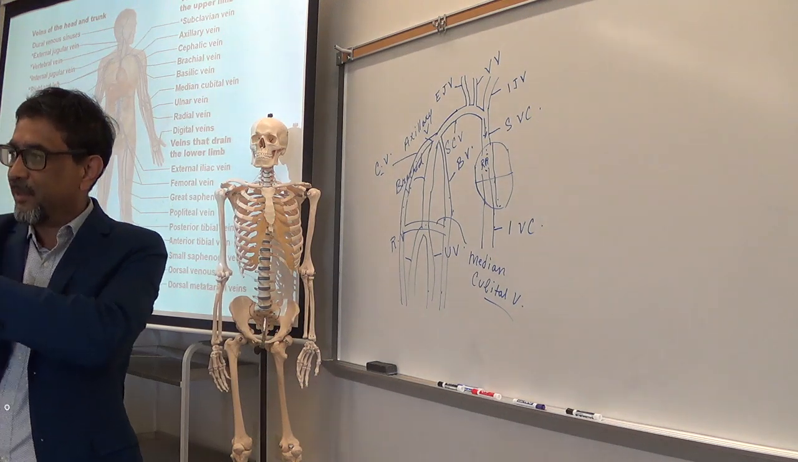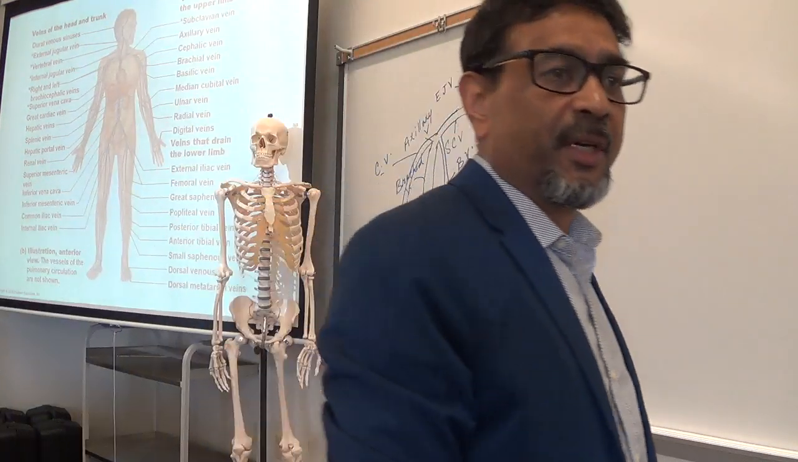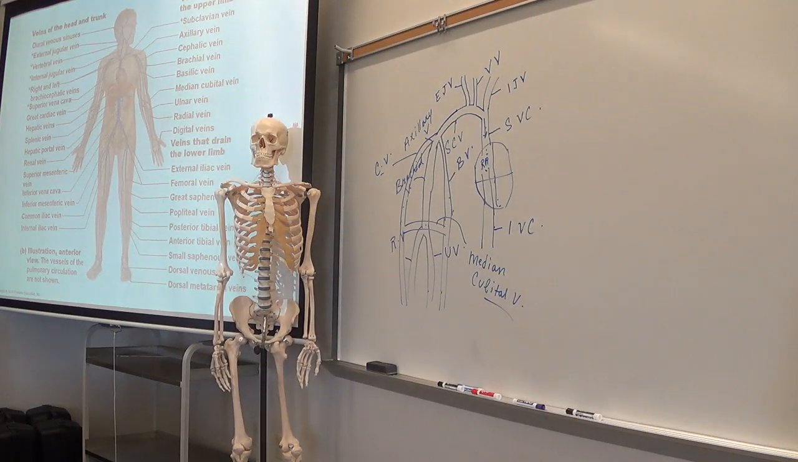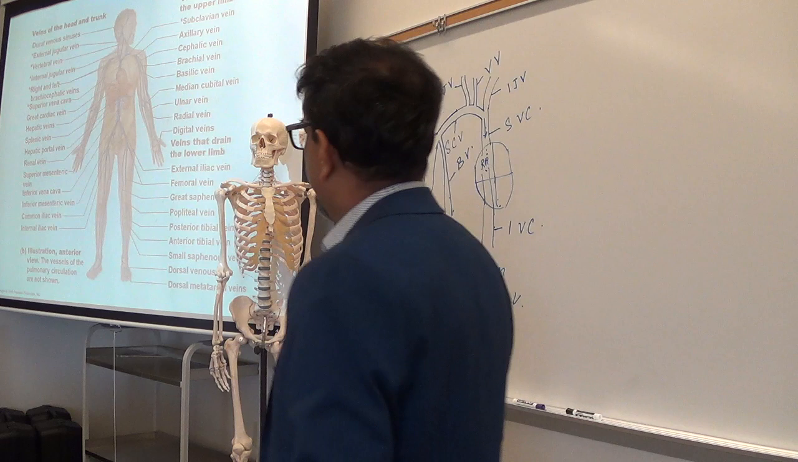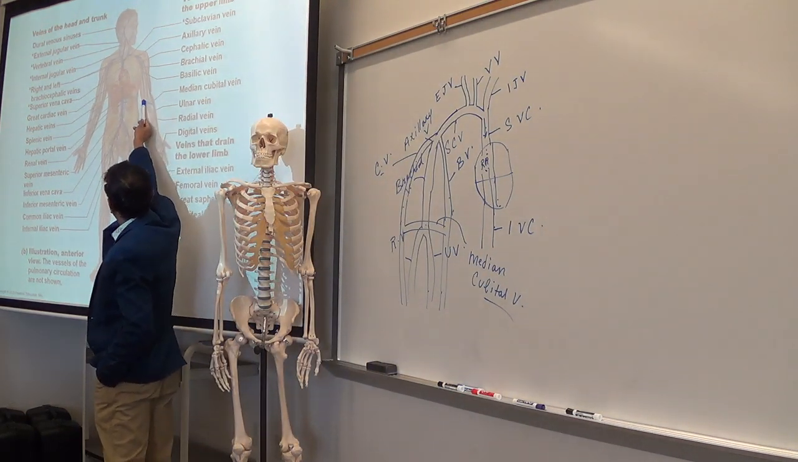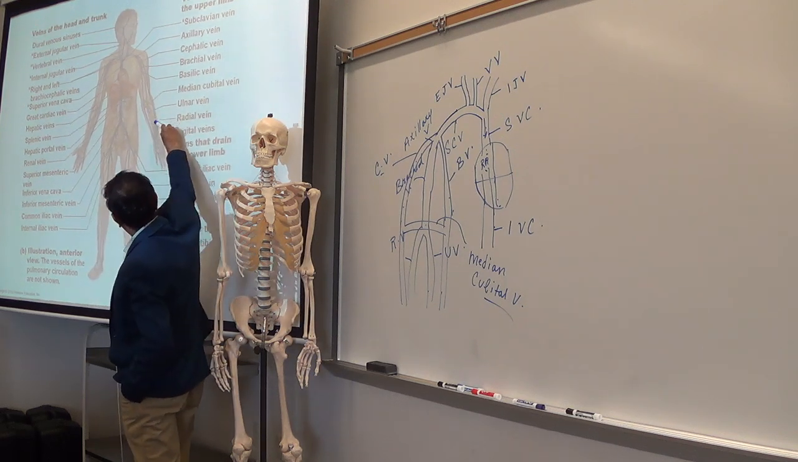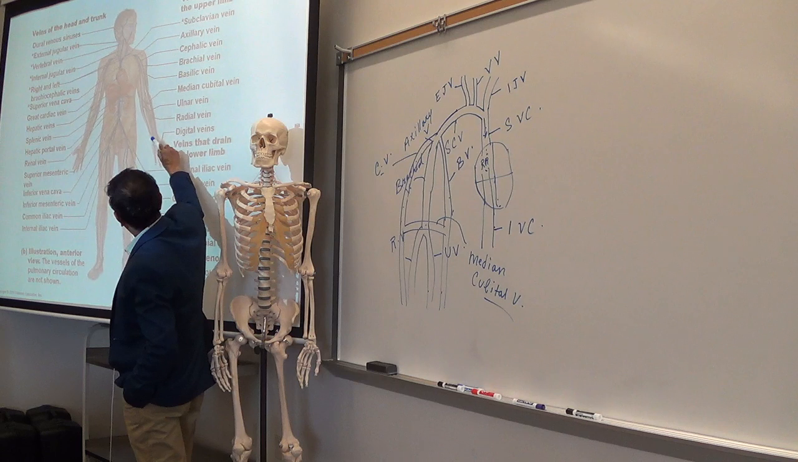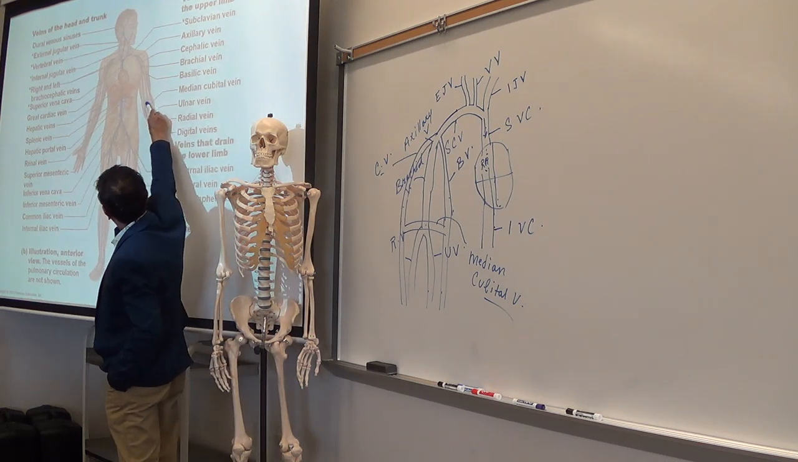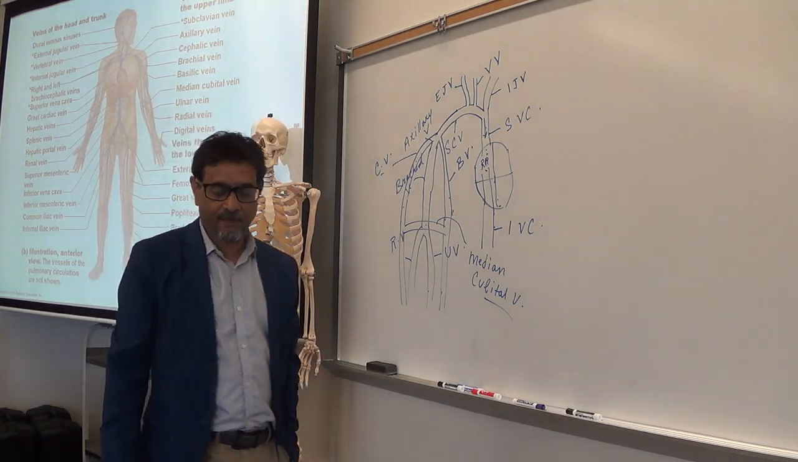median cubital vein. You know that from here we collect the blood, right? So that's the median cubital vein that connects the cephalic and basilic. Okay, so this is cephalic, this is basilic. You see they go all the way down to the palm. But in front of the elbow, they are connected by median cubital vein.